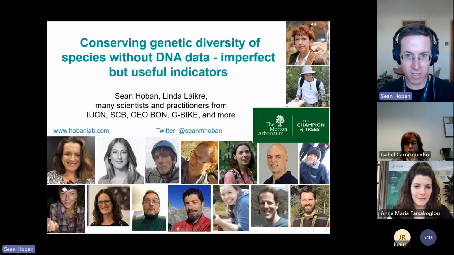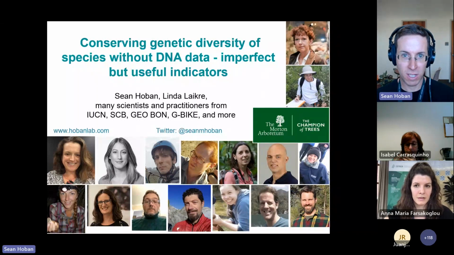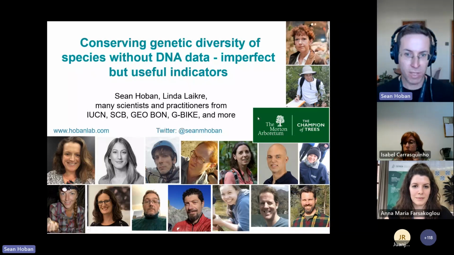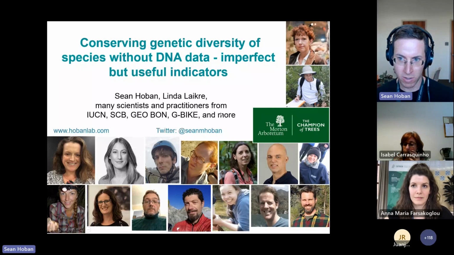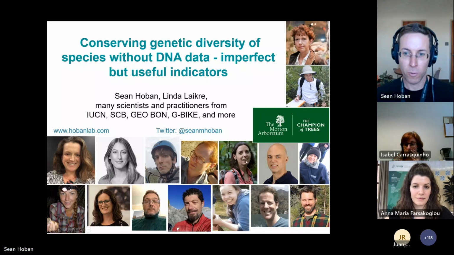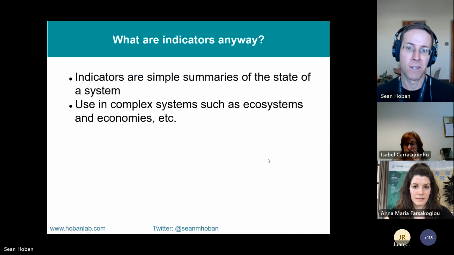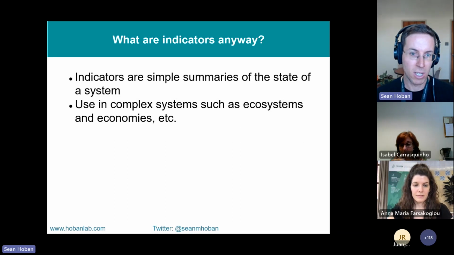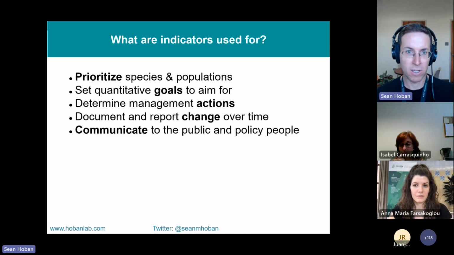So I'll be talking about these indicators for conserving and monitoring genetic diversity, especially without DNA data. I acknowledge they have some imperfections, but I hope to show today that they are useful nonetheless. I'm presenting on behalf of many collaborators that I've worked with over the past 4 years on this topic. What is an indicator? An indicator is a simple summary of the state or trend of a complex system. They're especially used in ecosystems, in ecology, in economics, etc.